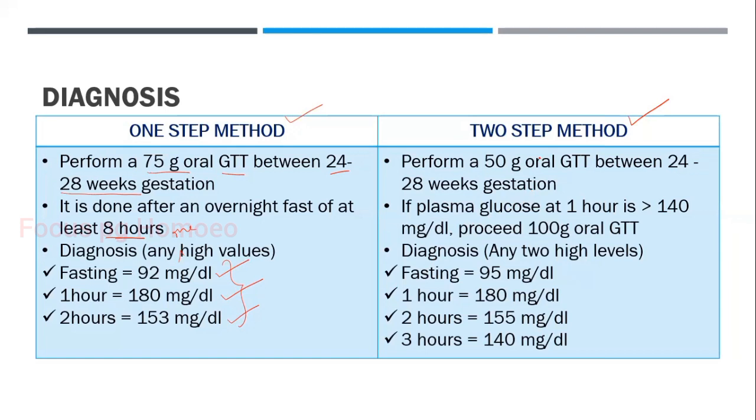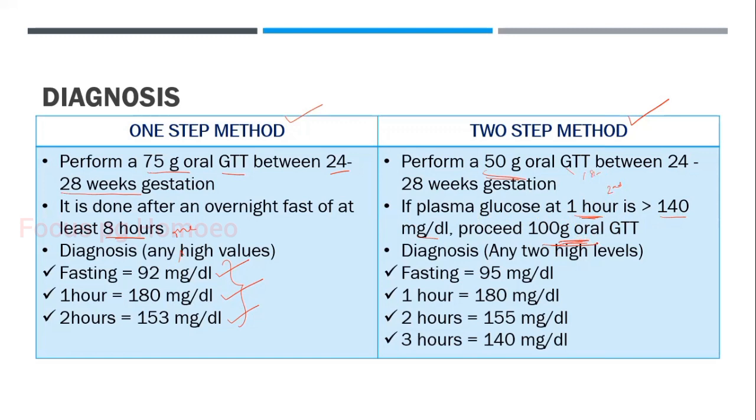Now, when it comes to the two-step method, the first step is that 50 gram is given between 24 to 28 weeks gestation. The second step is assessing the plasma glucose after 1 hour. And if it is higher than 140, only then 100 gram oral GTT is given. So if it is not high, then the second step is not done. That means the 100 gram oral GTT is not given.